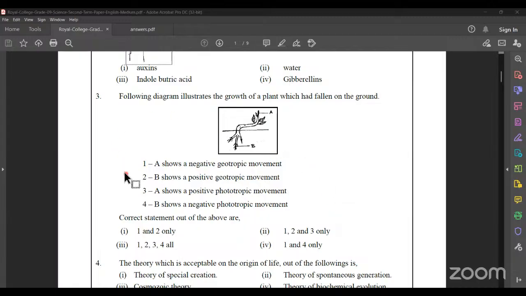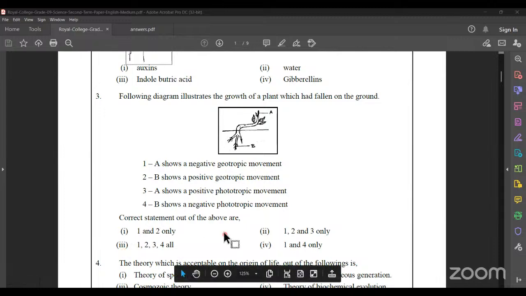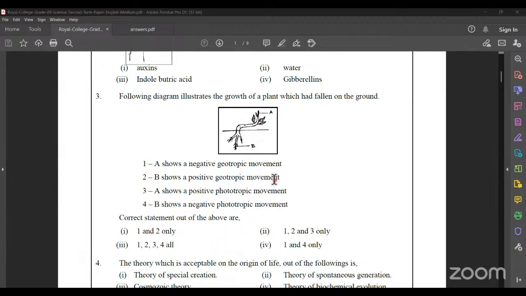So I'll just explain. The A is shoot, okay? A shows negative geotrophic movement. So first one, geotrophic, one and two only. Okay, let's see the answer. So A shows a negative geotrophic movement. That means that is correct, right? Because, wait, I'll show you.